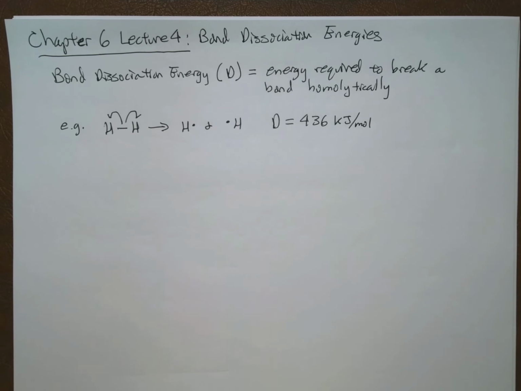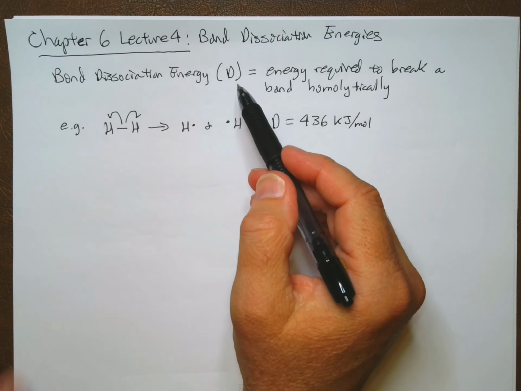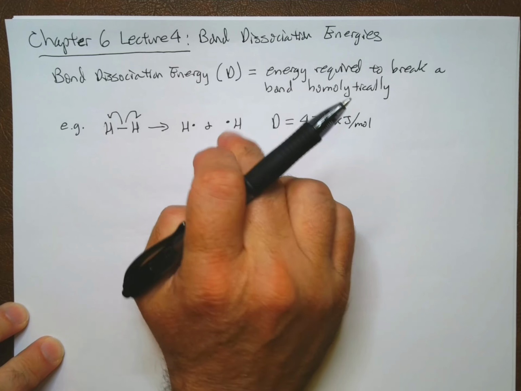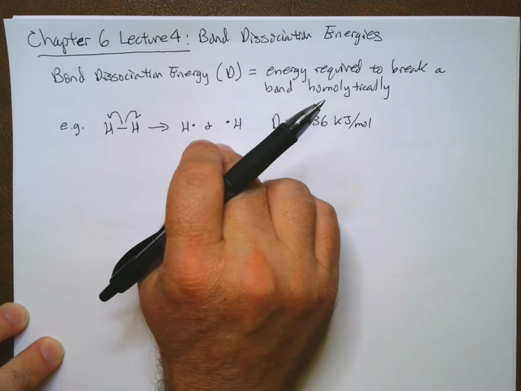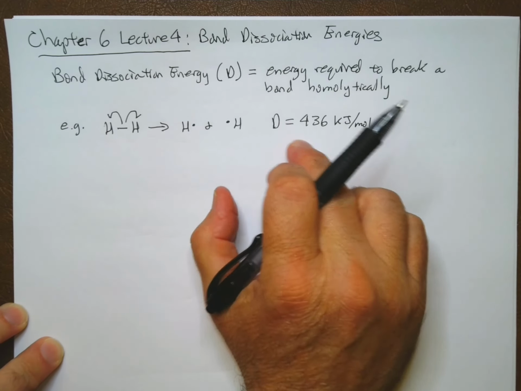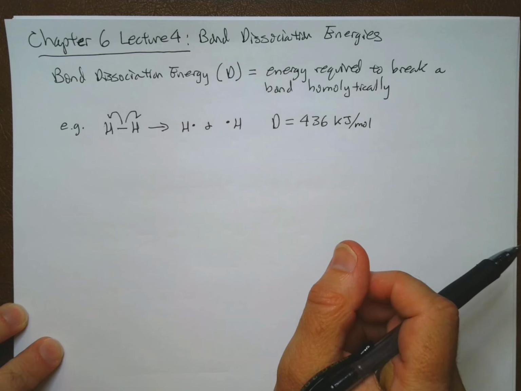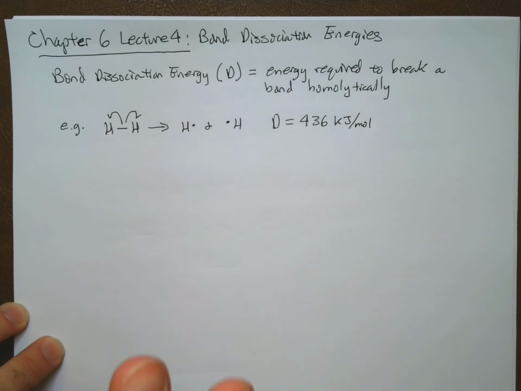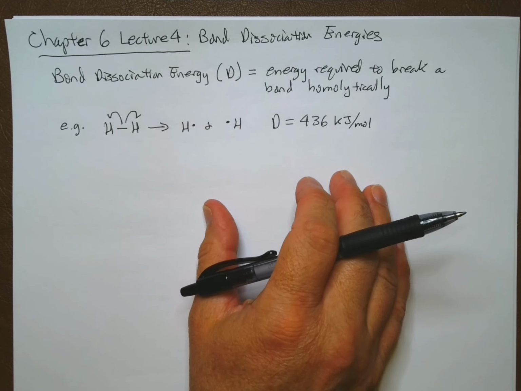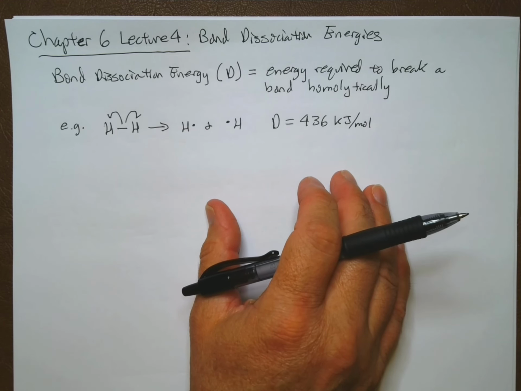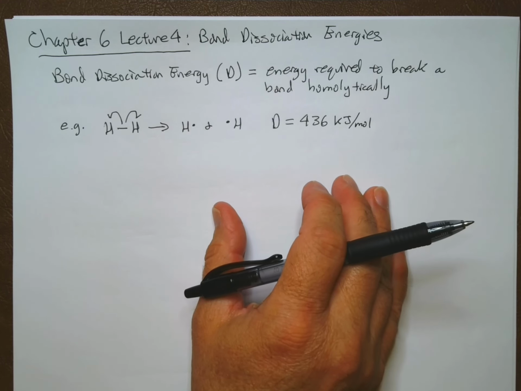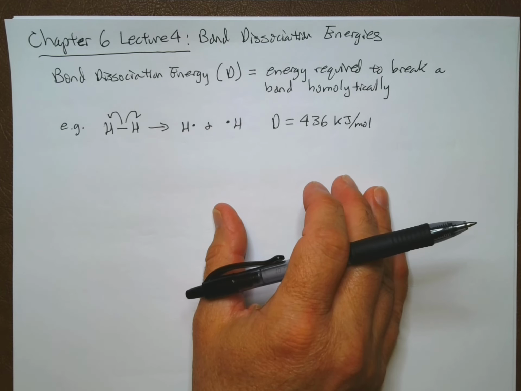You can also look at it as the amount of energy released when a bond forms homolytically. So if two hydrogen radicals come in contact with each other and form an H2 molecule, you will release 436 kilojoules per mole of energy. We're not going to do much with bond dissociation energies quantitatively. We may talk about them qualitatively, but you could use them quantitatively.